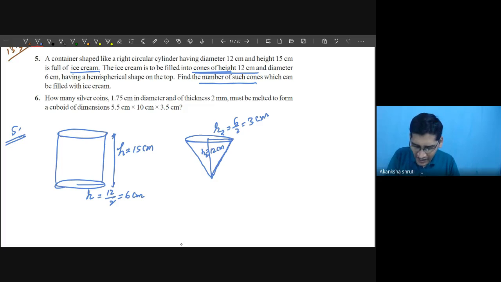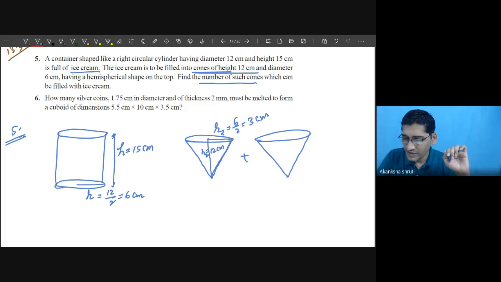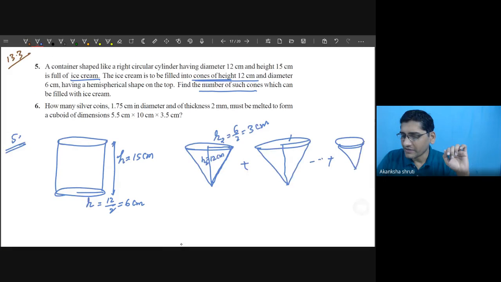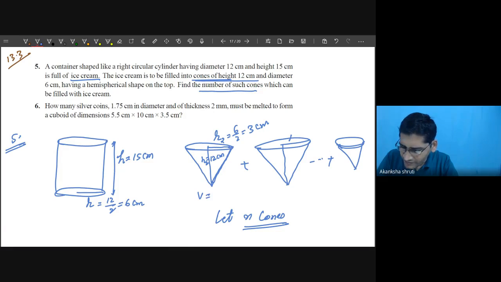Here you are getting that the entire volume of the cylinder is not just converted into a single cone, but there will be so many cones, because it is given that the volume of this entire ice cream has to be converted into cones. So let us consider such cones are n in number. That can be calculated very easily, but let me take the general form. Let n cones be there. So n cones can collectively make the ice cream inside this cylinder empty. Means whatever the volume of each cone is, how much?